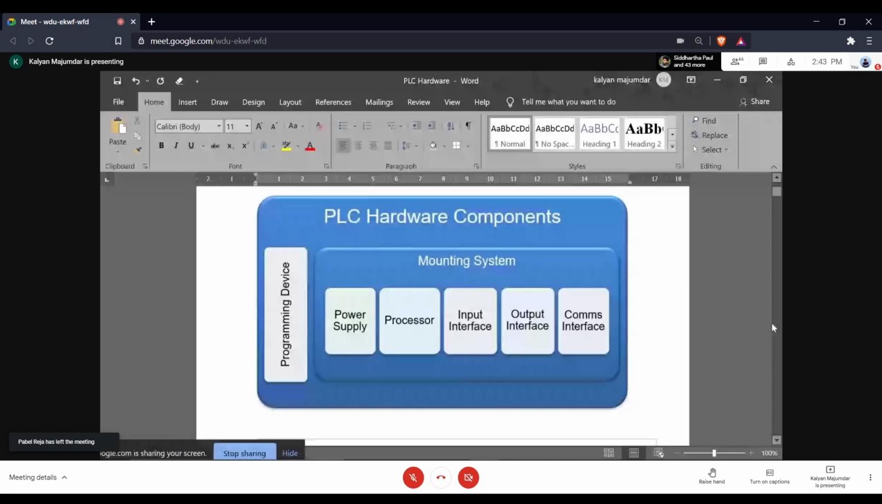What it does is take the mains, that is 220 volts AC, and convert that into the low-level DC voltages that are necessary for the operation of all components within the computer.